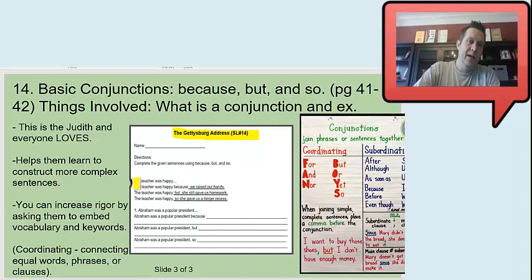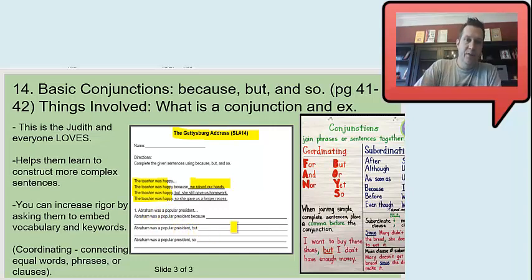So the teacher was happy. Inside the book, they do recommend using a topic that is not the one that you're covering. They do ask you to kind of start with something that's not. So for your first example, here's an example. The teacher was happy. The teacher was happy because, and then the students would supply the back part.